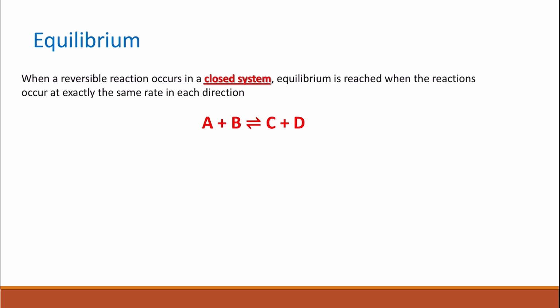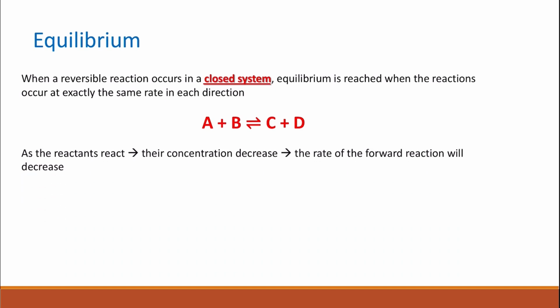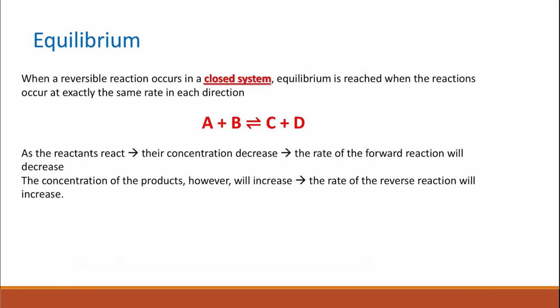So for example, when we have a reaction between A and B as reactants, that gives you C and D as products. At the start of the reaction, the concentration of the reactants is high and they react at a higher rate. So the rate of the forward reaction is quite high and the products start to form. As the reaction proceeds, the concentration of the reactants will decrease and the concentration of the products will increase.